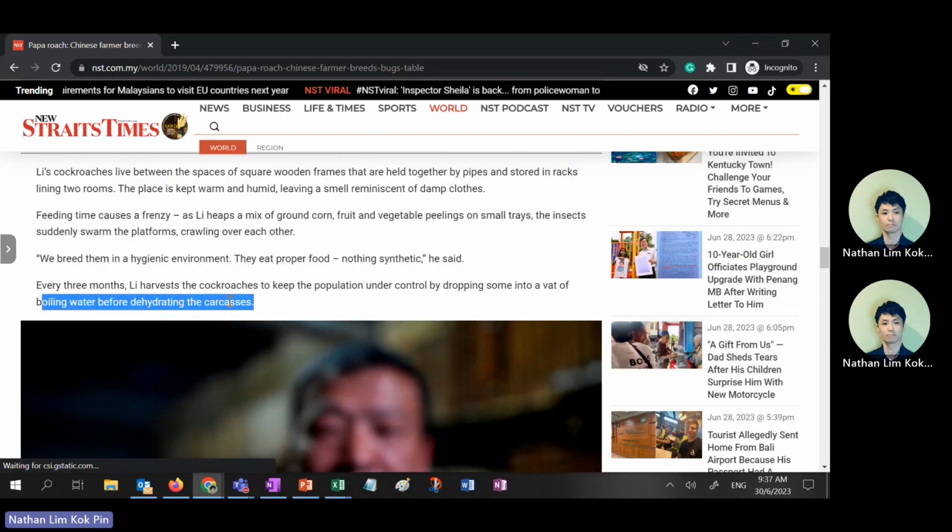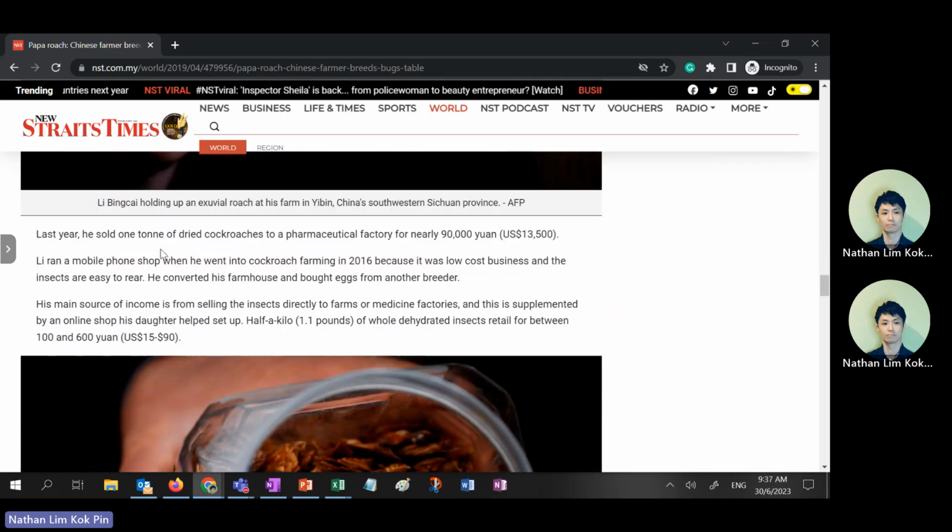How much is boiling water? Very cheap, right? So there's almost no barriers. 1 ton of dried cockroach to pharmaceutical factory. This is where you sell. And this is the number 4 characteristics.